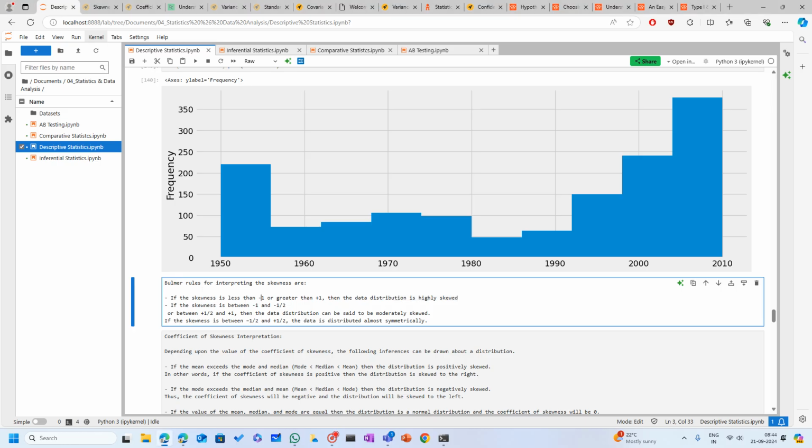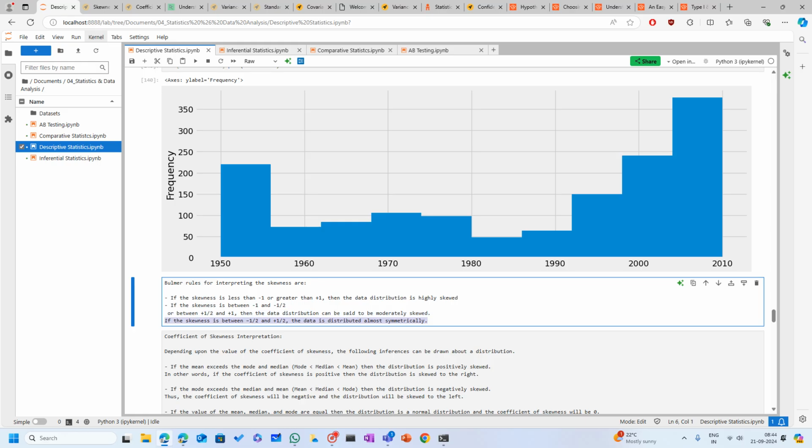So I was saying, if the skewness is less than -1 or greater than 1, then the data distribution is highly skewed. But if it is between -1 and -1/2, or between +1/2 and +1, then we say it is moderately skewed. And if it is between -1/2 and 1/2, then it is almost symmetrical.